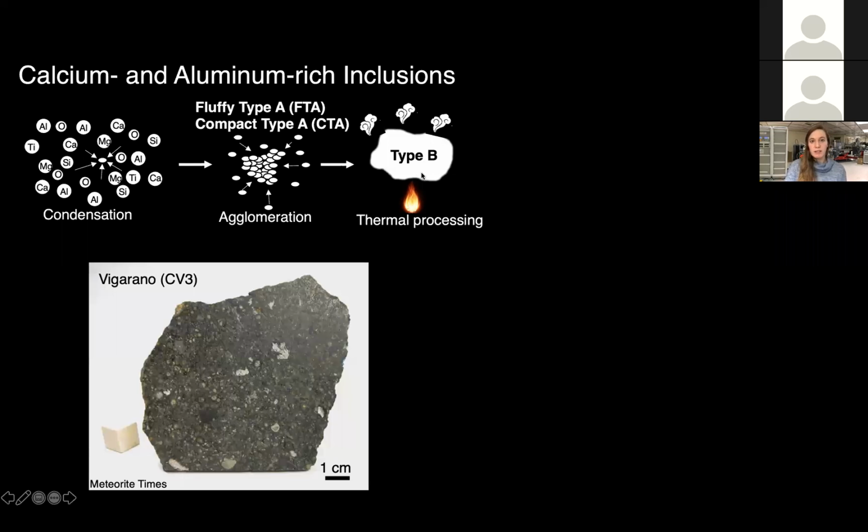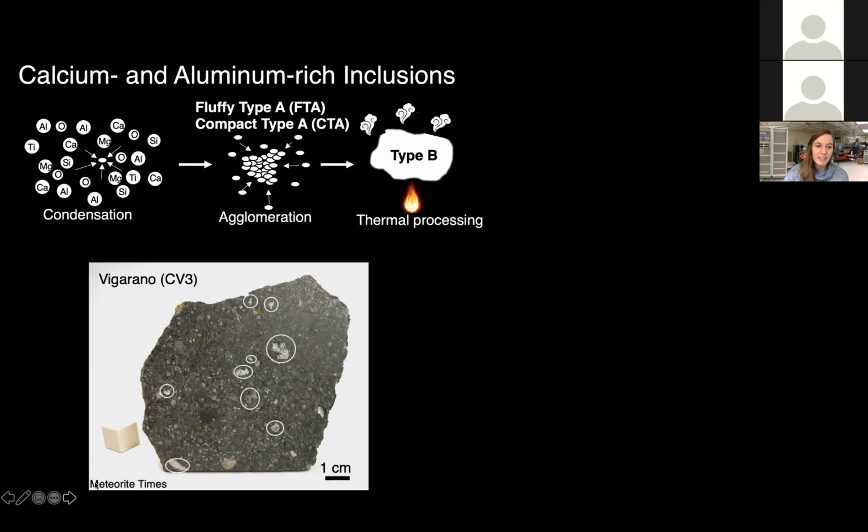And these ones are called type Bs. So here's an example of a big slice from Vigarano, which is a carbonaceous chondrite type meteorite. And so CAIs are usually white and oddly shaped. So if you could just take a second and look at this and see if you can find a few CAIs of your own in this slice.